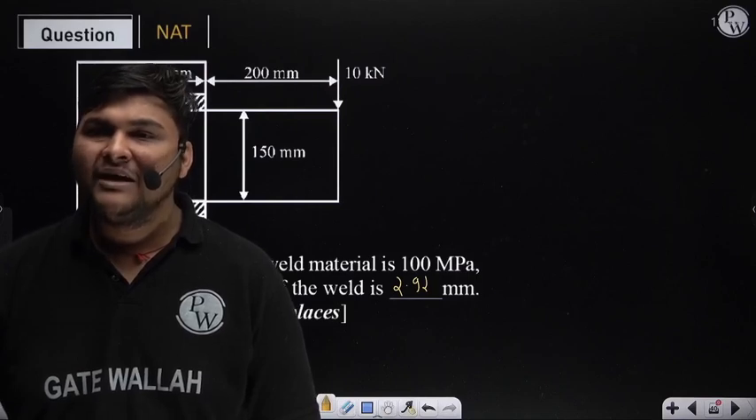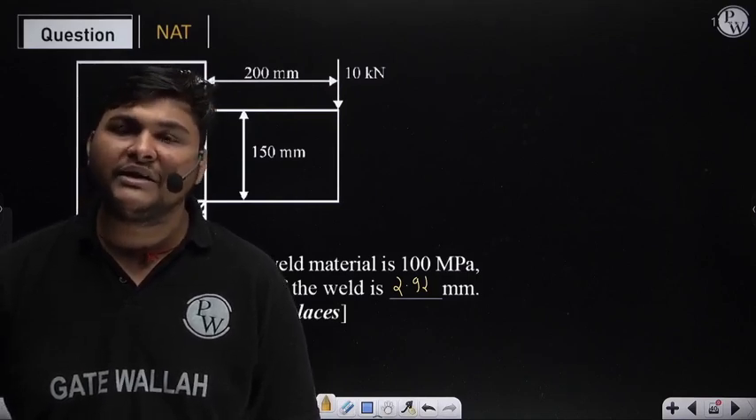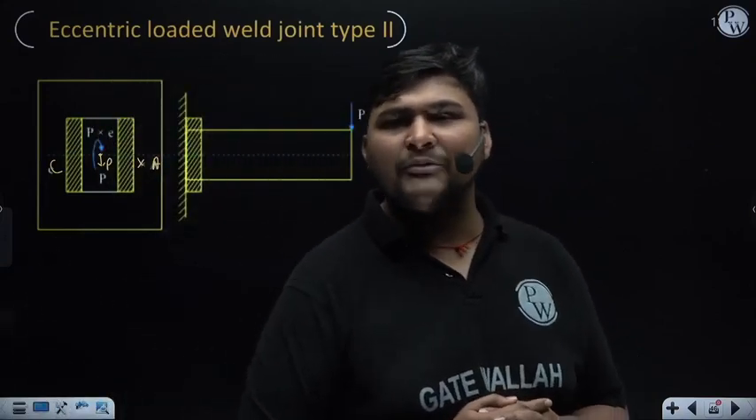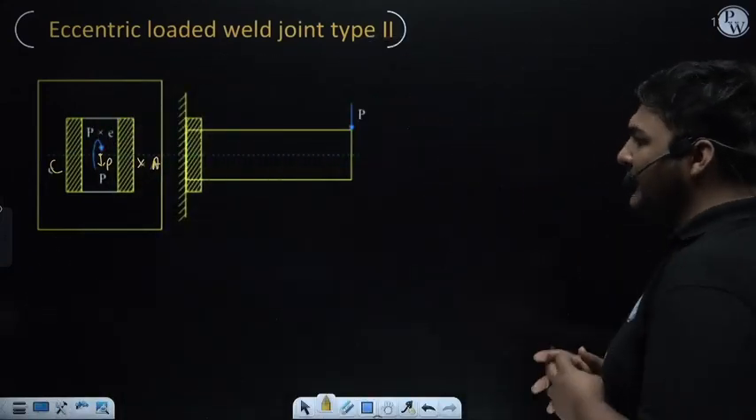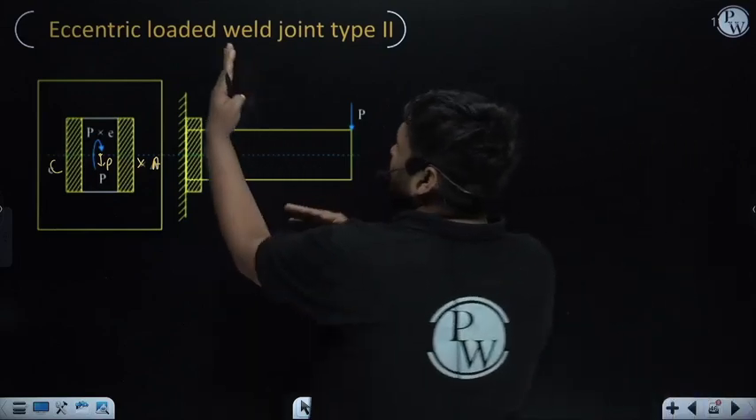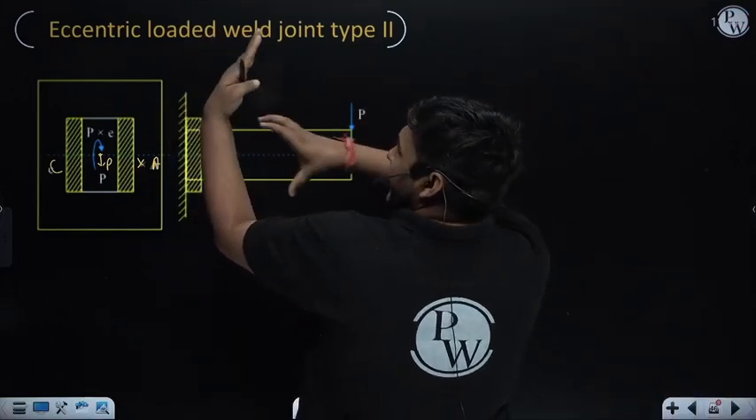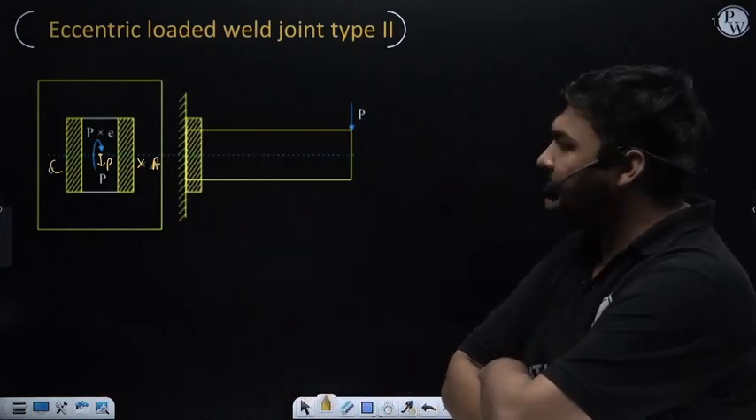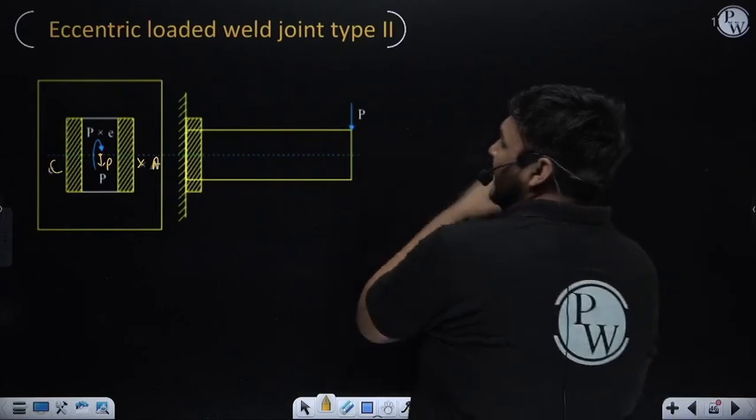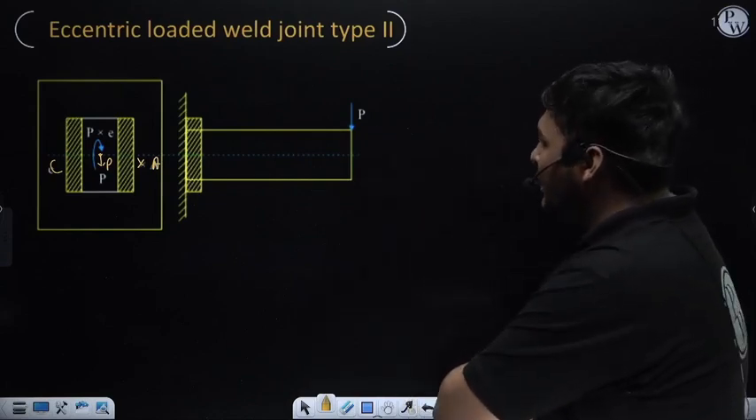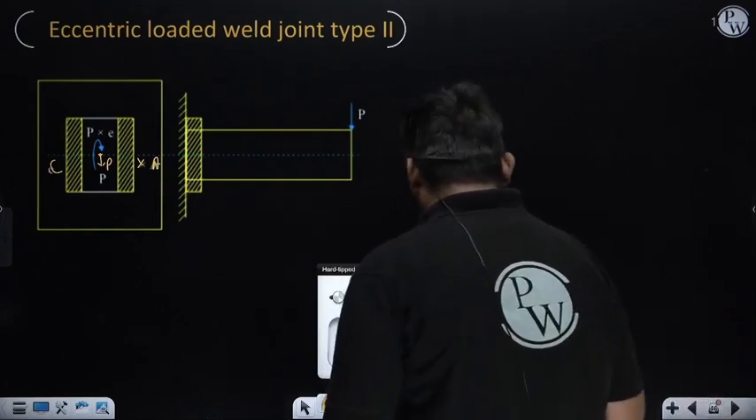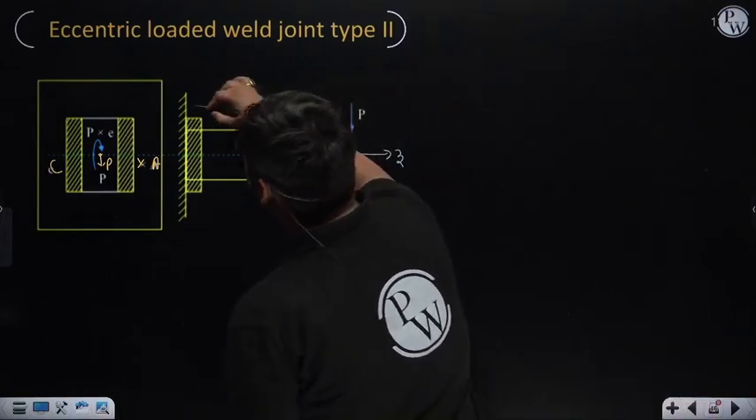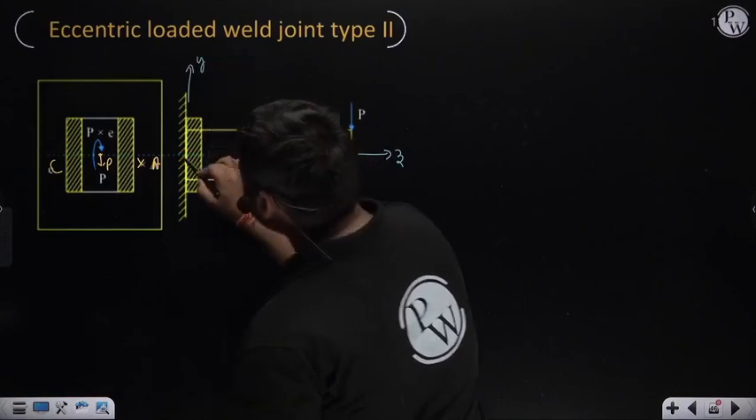Okay. Now we'll discuss another case of eccentric load in welded joint. So students, now we'll discuss type 2 of eccentric loaded welded joint. It is the type 2. Here you can see, suppose this is plate 1, this is plate 2, and they are connected like this. Okay, and we have joined these two plates by weld joint, and here this force P is acting. Now you can see, if you transfer this load P, but before transferring I am naming the axes. Suppose this axis is Z, this axis is Y, and this axis is X.